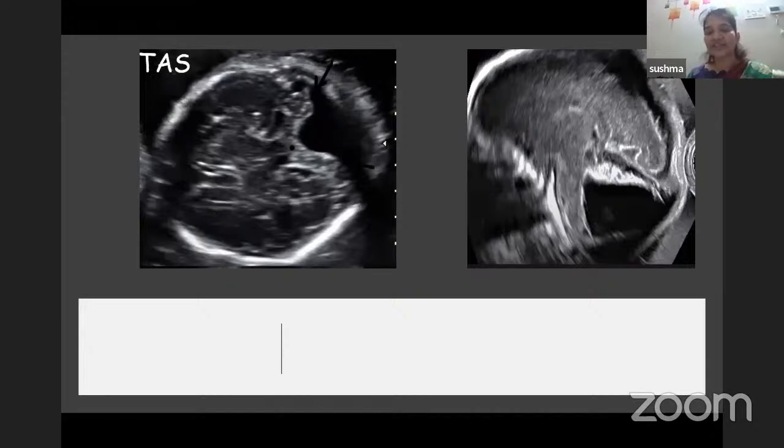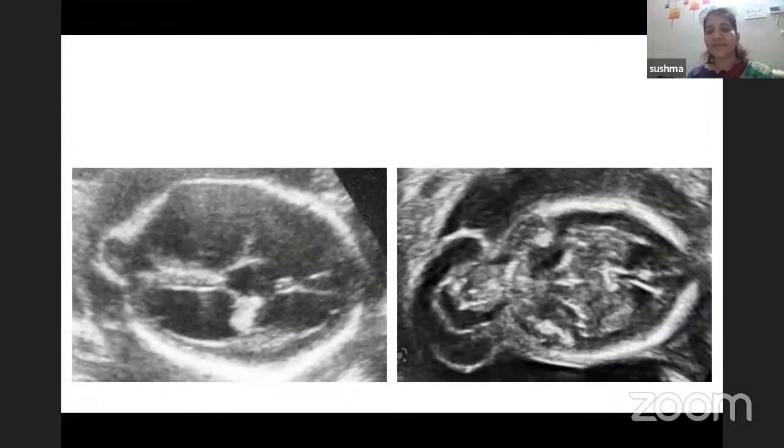Now I'm moving on to the next slide, which is a very easy one. I want so many comments for this image. We have two images. Both are from different patients, but the diagnosis is the same. Dr. Monica, please give them a few minutes until they type.